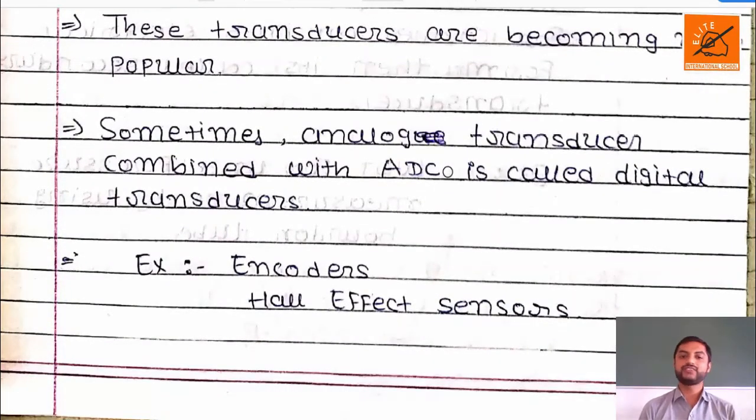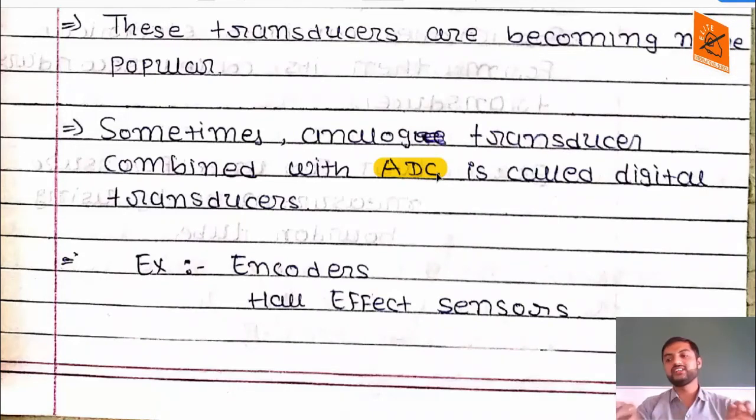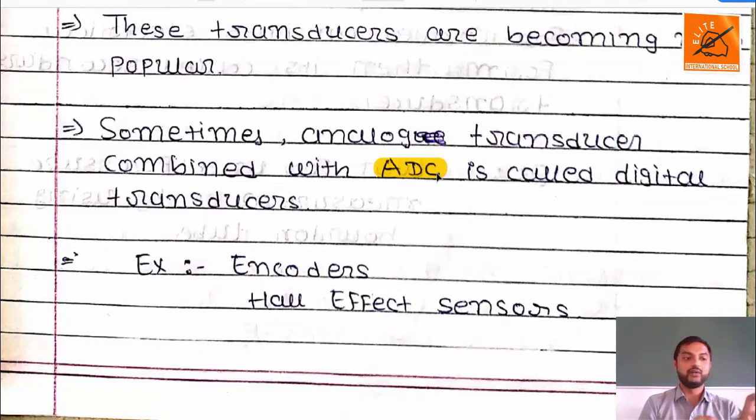Sometimes analog transducer is combined with ADC. Its full name is analog to digital converter. Sometimes analog transducer combined with ADC is called digital transducer. What does ADC do? It just converts analog to digital signal, and this complete phenomenon is known as digital transducer. Examples are encoders and Hall effect sensors.